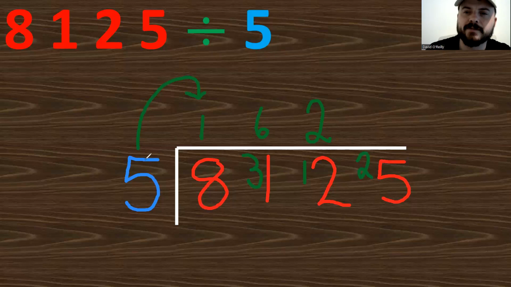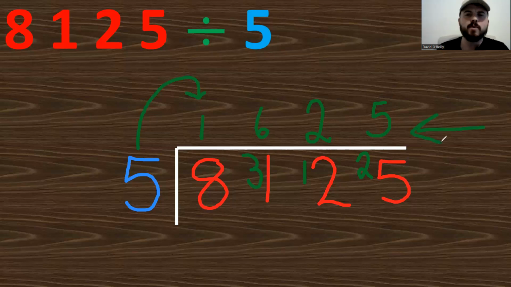And now how many times does 5 go into 25? 5, 10, 15, 20, 25. It goes in 5 times. And we're done. We have our answer, 1,625. This is our answer at the top here.